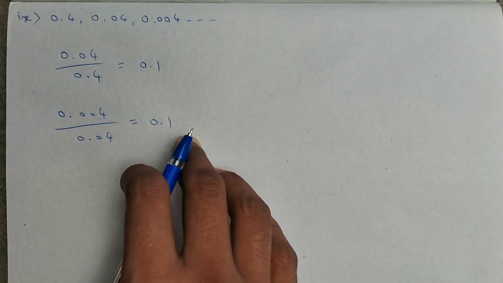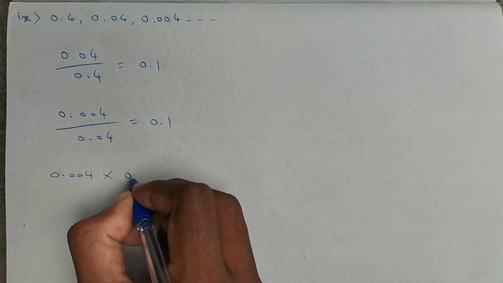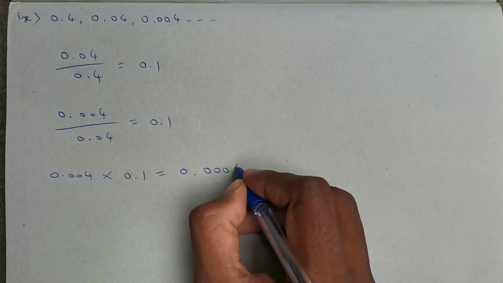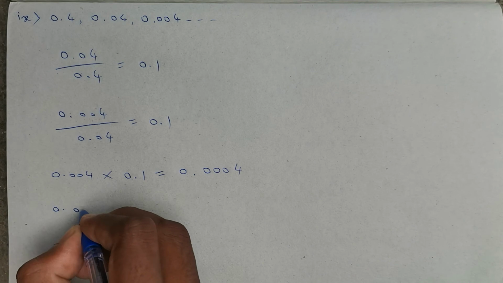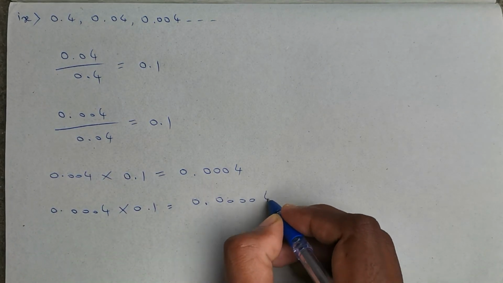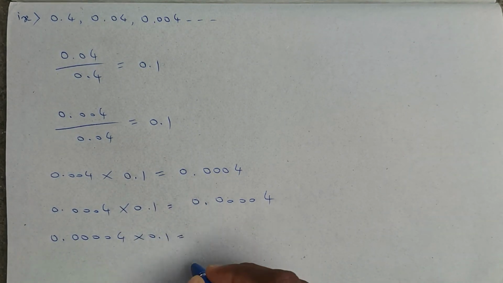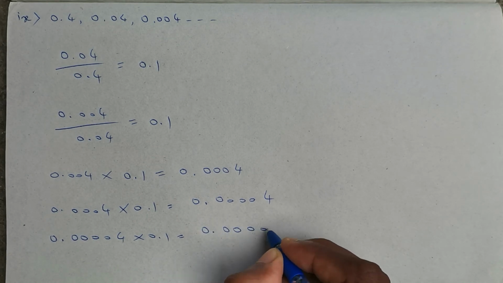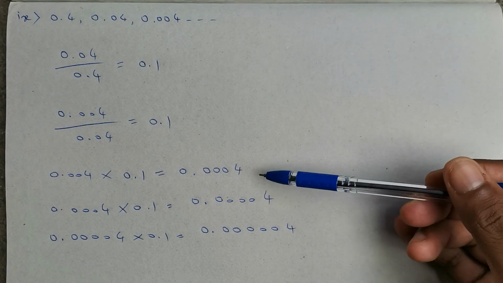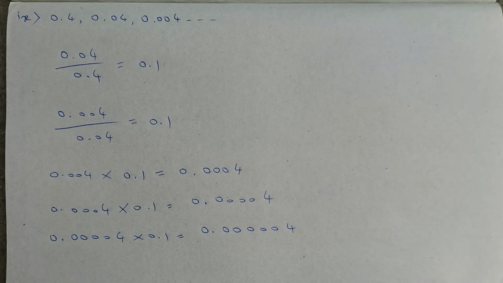So if it is in GP, we need to find the next three terms. The last term is 0.004. Just multiply this with 0.1, so we will get 0.0004. Next, 0.0004 multiply with 0.1 gives 0.00004. Again multiply this 0.00004 into 0.1, you will get 0.000004. So the next three terms are 0.0004, 0.00004, 0.000004.